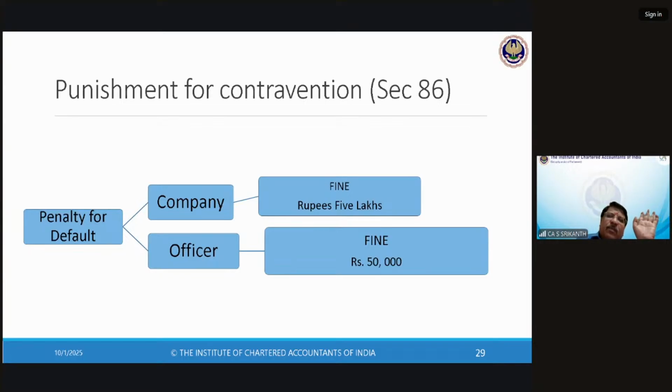Any default in this chapter, the company has to pay 5 lakhs. So if you don't register the charge within the stipulated days, then the company is liable to pay 5 lakhs. An officer in default includes director, CFO, company secretary, all the KMPs, everybody, 50,000. So you have to be very careful. If you become CFO and you are designated as a KMP, key managerial personnel, then you are also an officer in default. You have to be very careful. Okay, 50,000. Try to remember 5 lakhs, 50,000. Multiply by 10.